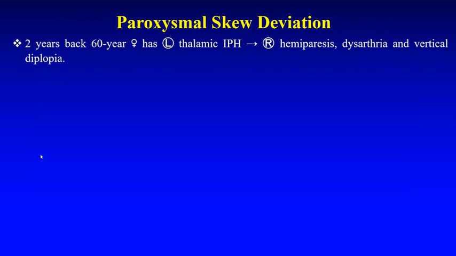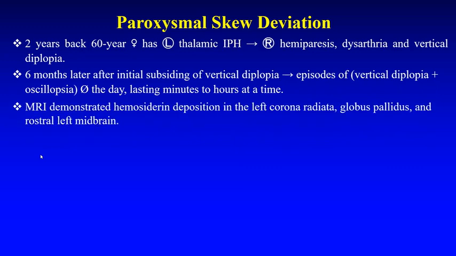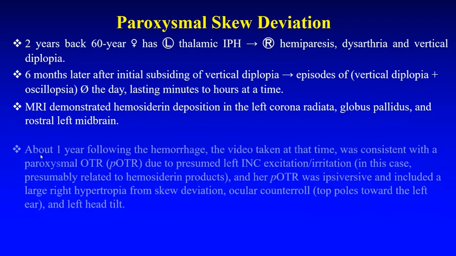Two years back, this 60-year-old female had a left thalamic IPH, that is intraparenchymal hemorrhage, with right hemiparesis, dysarthria, and vertical diplopia. Six months later, after the initial subsidence of the vertical diplopia, she had episodes of vertical diplopia with oscillopsia throughout the day, lasting minutes to hours at a time. MRI demonstrated hemosiderin deposition in the left corona radiata, globus pallidus, and rostral left midbrain.